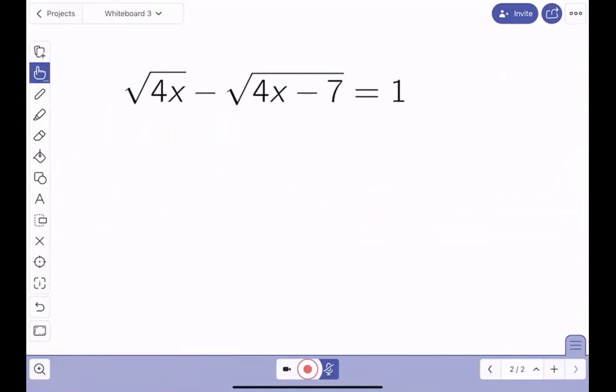I have to isolate the radical. There are 2 radicals now. Someone said, oh, the radicals are all on one side. There are 2 radicals there, and I have to isolate a radical on one side. I think I can do it. I'll write this down for you. So I'm going to isolate this one here.